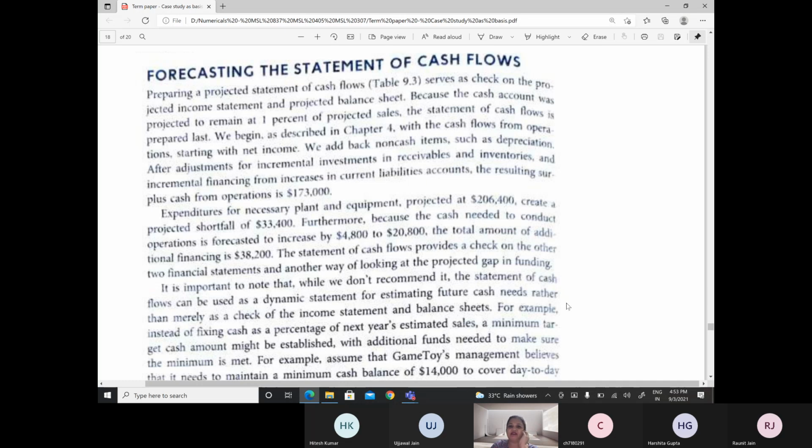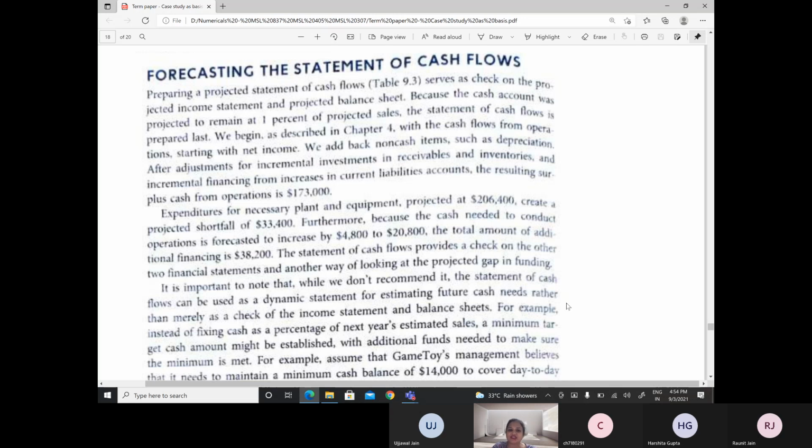We begin with the cash flows from operations, starting with the net income. We add back non-cash items such as depreciation. After adjustments for incremental investments in receivables and inventories and incremental financing from increases in current liabilities accounts, the resulting surplus cash from operations is $173,000. Expenditures for necessary plant and equipment, projected at $206,400, create a projected shortfall of $33,400.